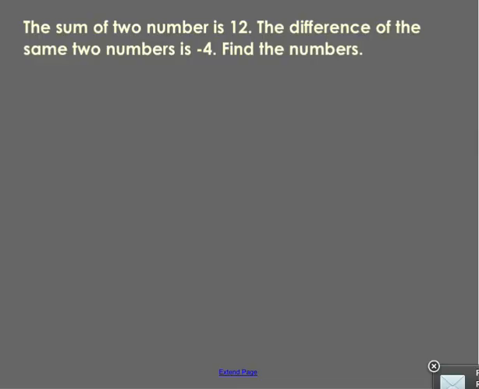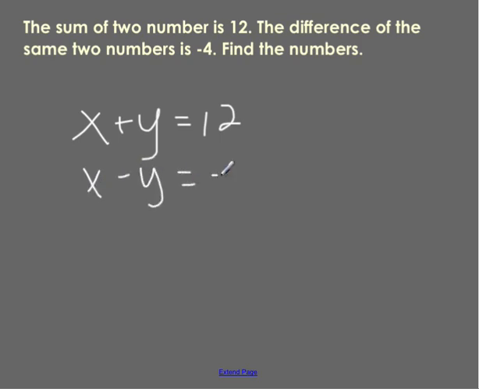Okay, let's take a look at this one. The sum of two numbers is 12. So we know that x plus y is equal to 12. The difference of the same two numbers is -4. X minus y is equal to -4.